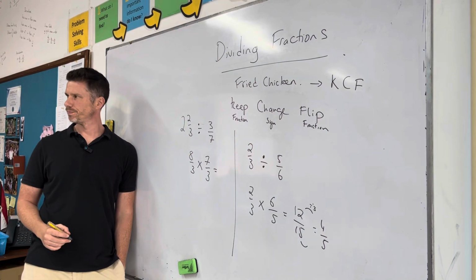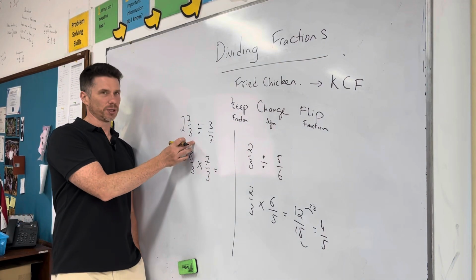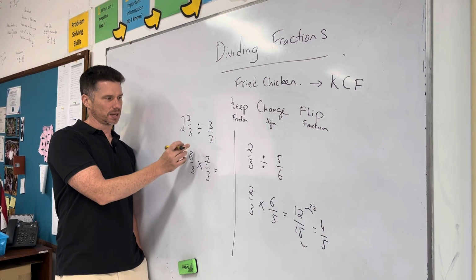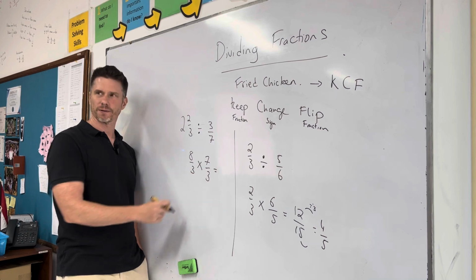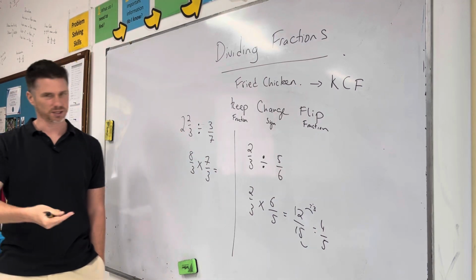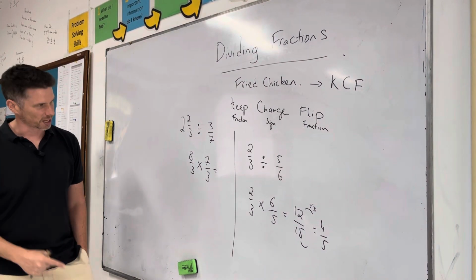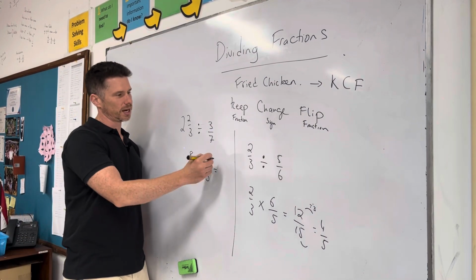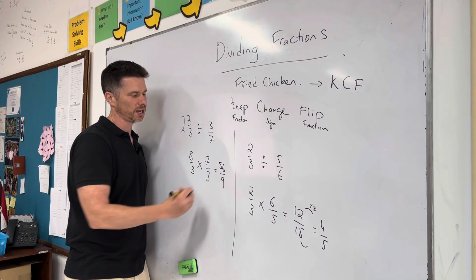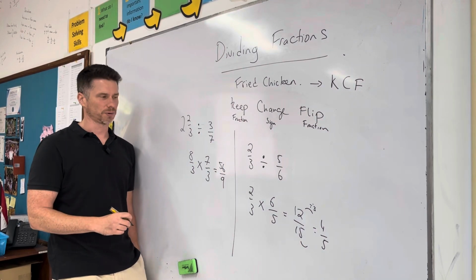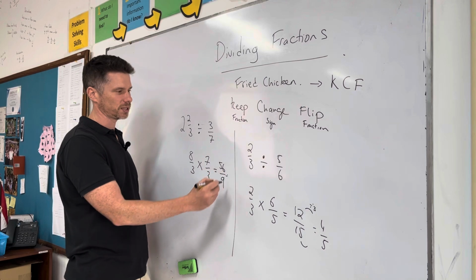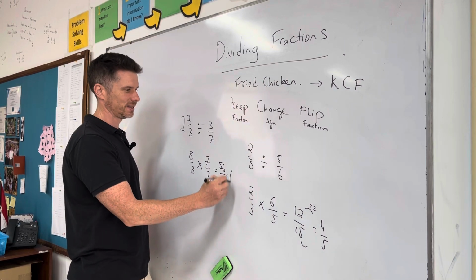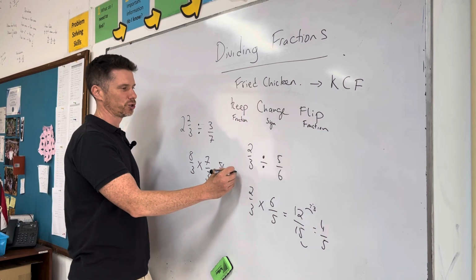So what did I do? I put this as an improper number, but I kept it still. I don't flip this. I changed this to a multiply, and I flipped this 3 over 7 to 7 over 3. The sign means change from divide to multiply. And I get 56 over 9. And then I can simplify that down. 9 fits into 56 how many times? 6 times. And remainder 2.